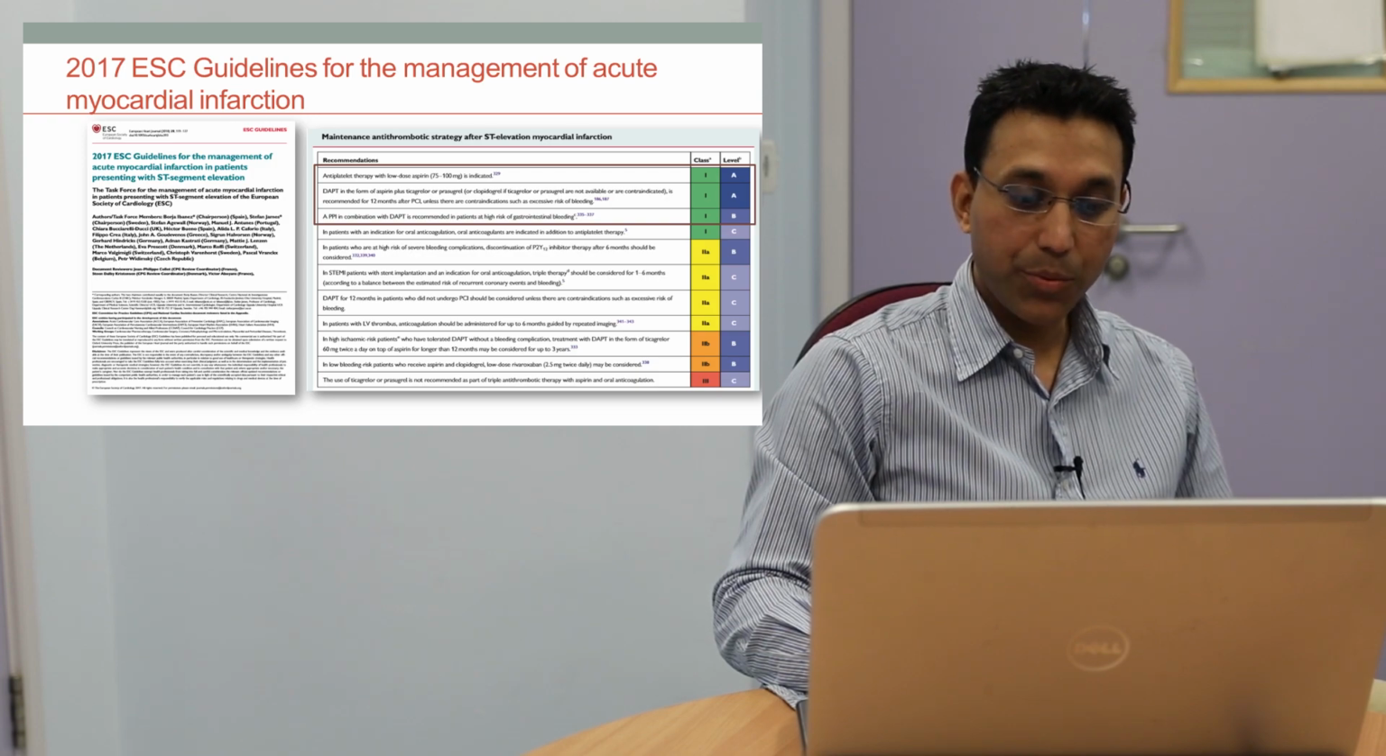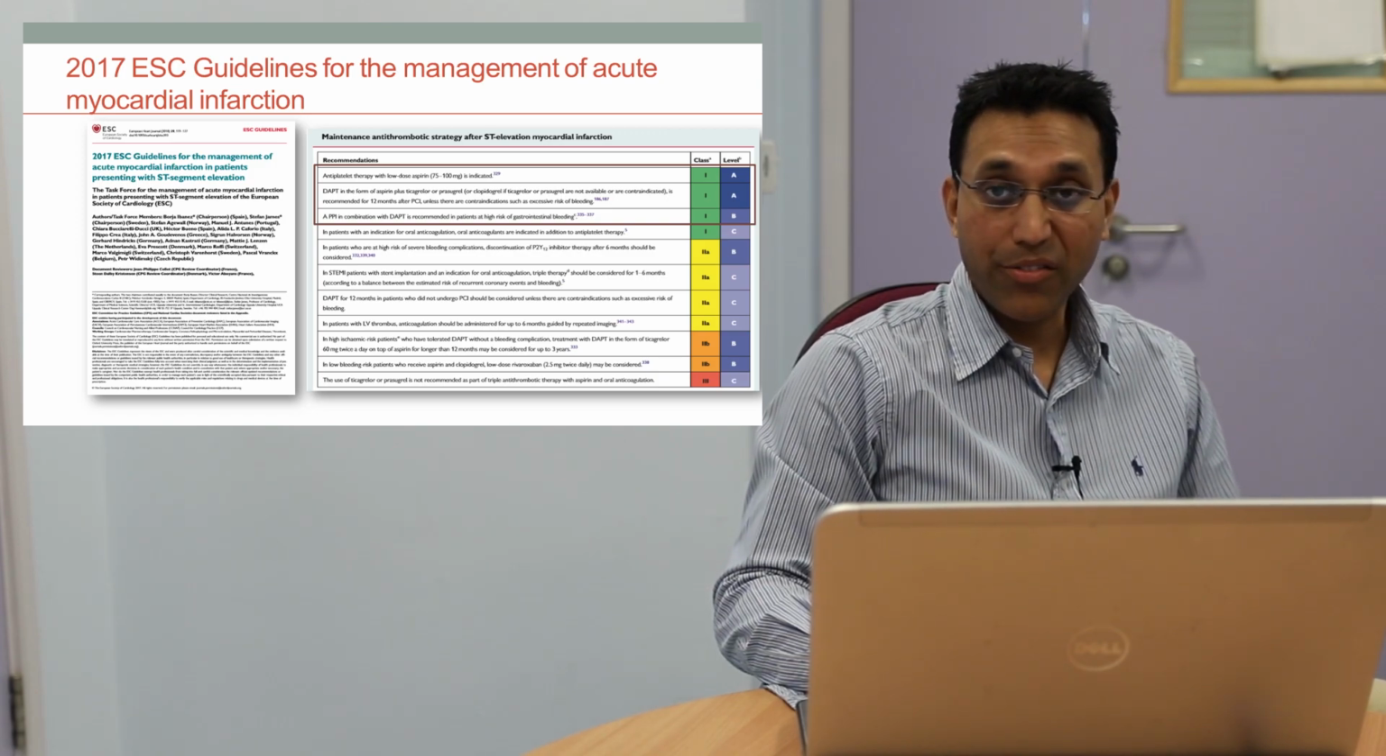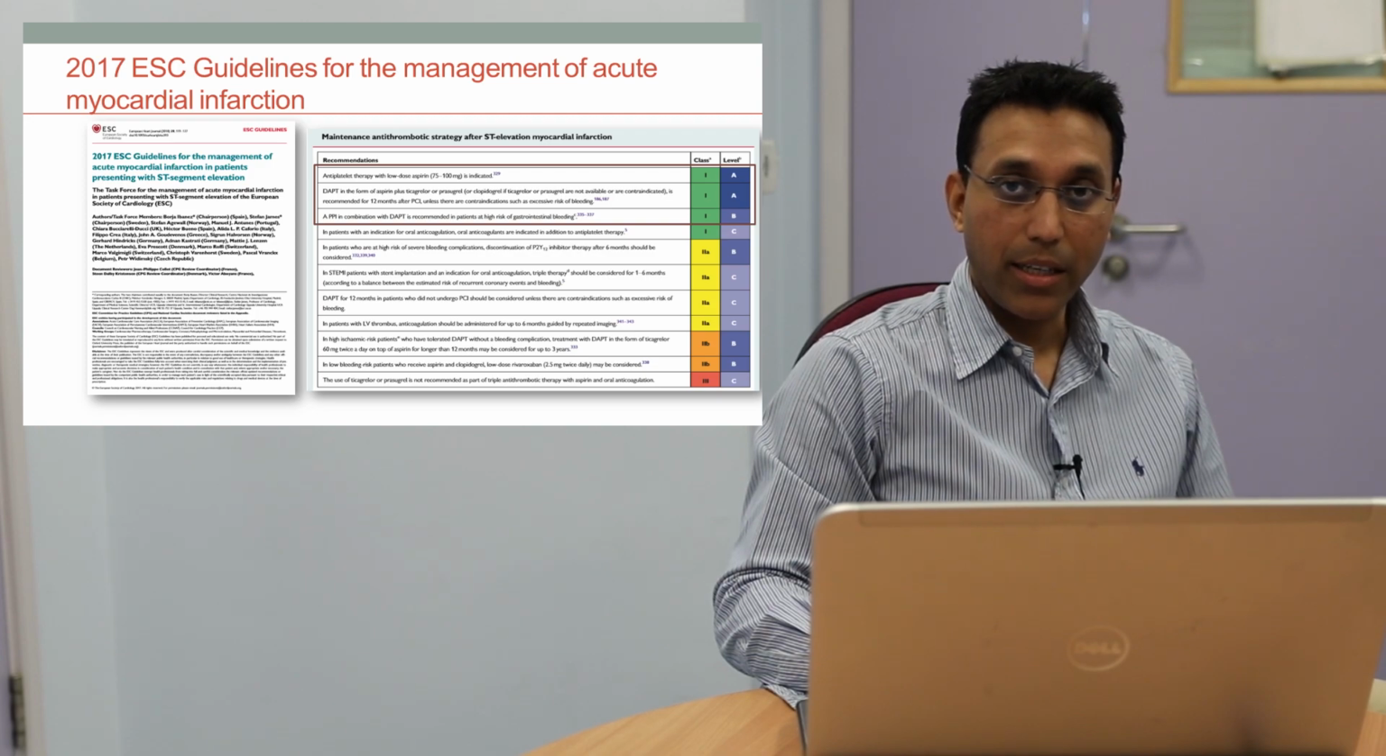The combination of aspirin and a P2Y12 receptor blocker should be continued for at least 12 months, unless there has been a significant bleeding episode or if the background risk of bleeding is very high.